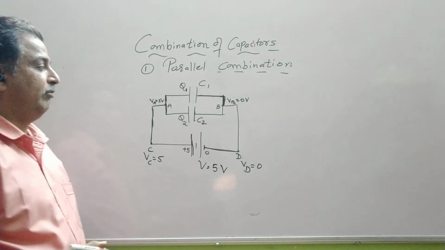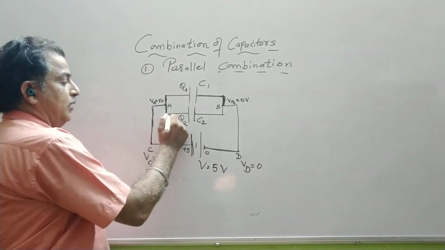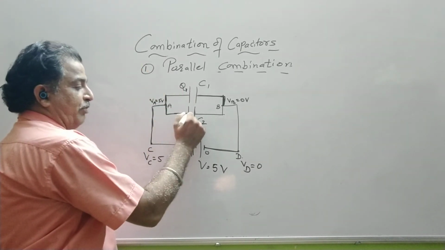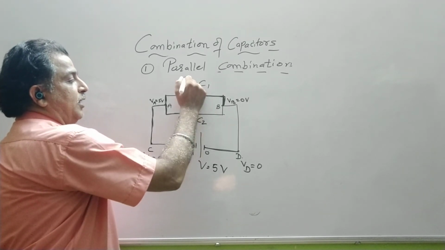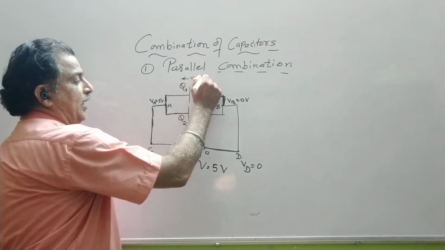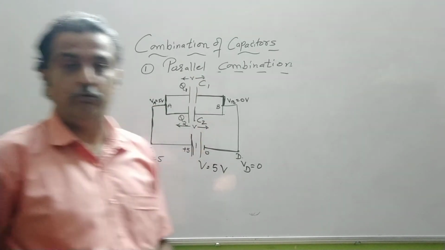We have a conducting wire. So this plate is at 0 potential, this is at 5. Same thing happened with this plate, it is 5 volt, this is 0 volt. So the potential difference across this capacitor is also V volt, and here also the potential difference is V volt.